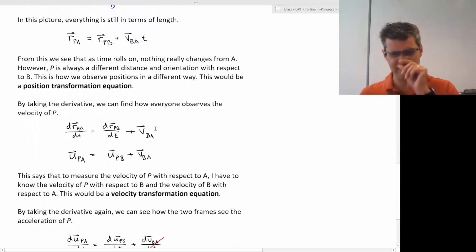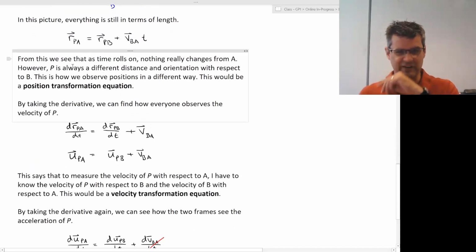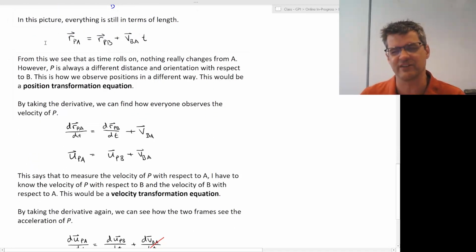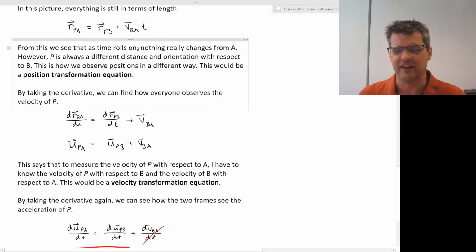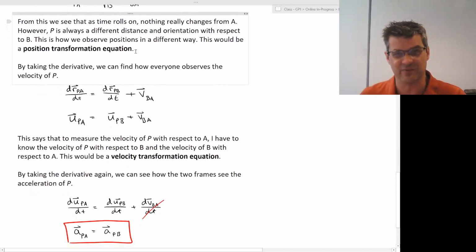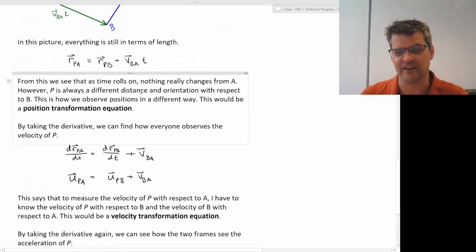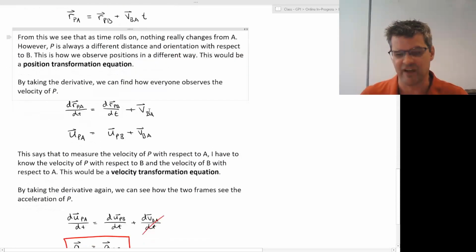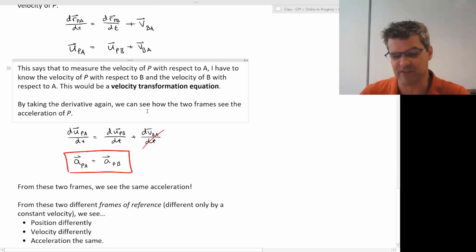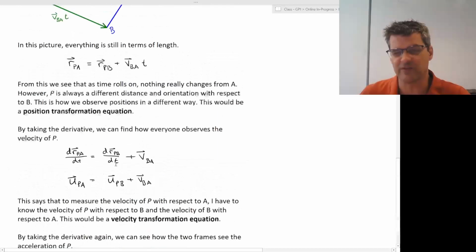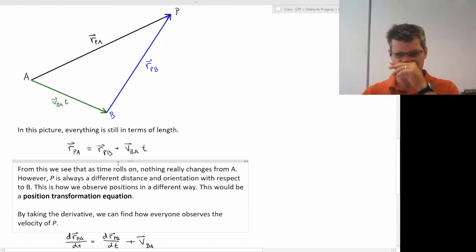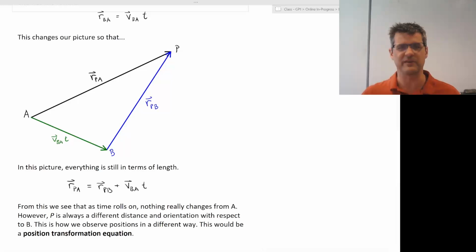So here in these notes, I say that if we wanted a position transformation equation, it looks a little bit like this. If we wanted to see how the velocities relate to each other and how we see different things in terms of velocity, we could take the derivatives of both sides of this position equation. And if we wanted to see how everybody agrees with acceleration, well, we could do that as well. But what do I mean by the analysis of point P?